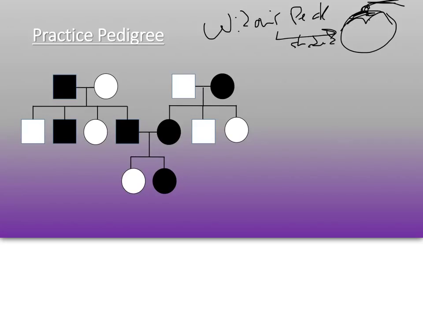Now, I would ask you a couple of particular questions about this pedigree, but all of them are going to take us to basically those three things that I had on the last slide. So, first question, is this dominant or recessive?